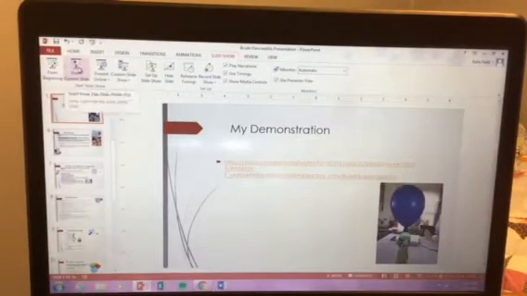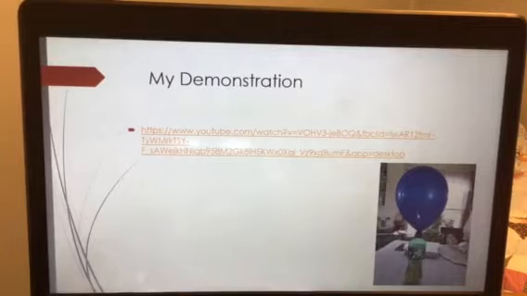Again, just a visual for you. And then this image here shows the final result of the experiment. So the balloon inflated quite a bit here.